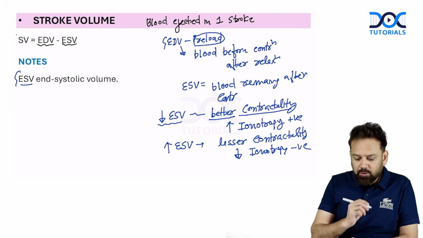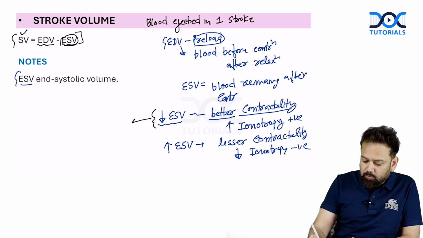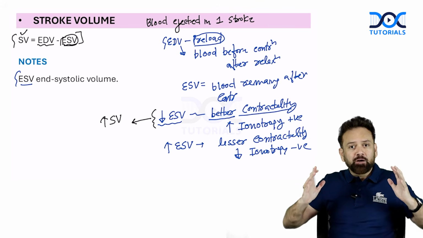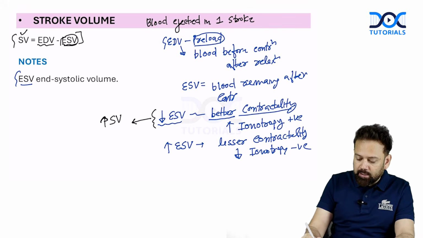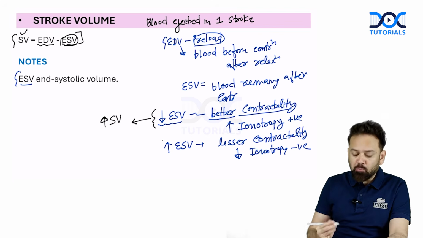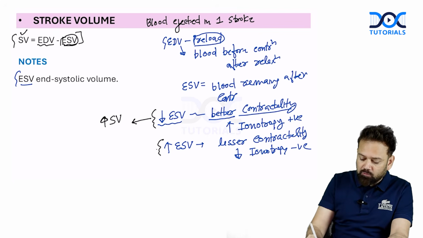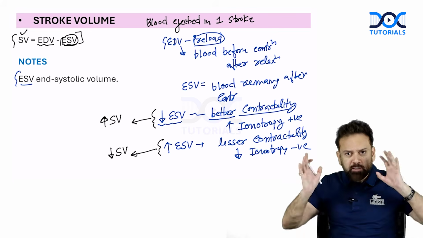Second concept. Now you can see in this formula, lesser is the end systolic volume, more will be stroke volume. More is the stroke volume: amount of blood ejected is the amount of blood we already have minus what is left after the contraction, the end systolic volume. So lesser is the end systolic volume, more will be the stroke volume. On the other hand, more is the end systolic volume, lesser will be stroke volume. I hope this whole page is clear. This concept is absolutely clear, there is no doubt.